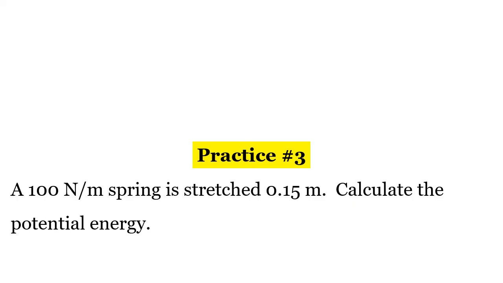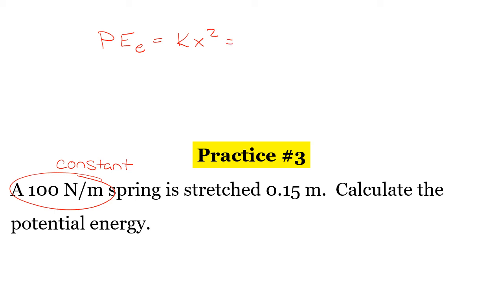So let's look at an example. We have a 100 Newton per meter spring. So this is our spring constant. That's the value of the spring, like the strength of the spring. So for every meter, you're going to get 100 newtons of force. So a 100 Newton per meter spring is stretched to 0.15 meters. Calculate the potential energy. So our potential energy, when we're talking about elasticity, is kx squared.